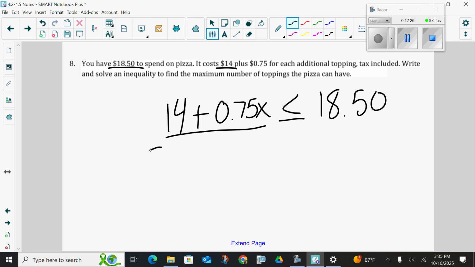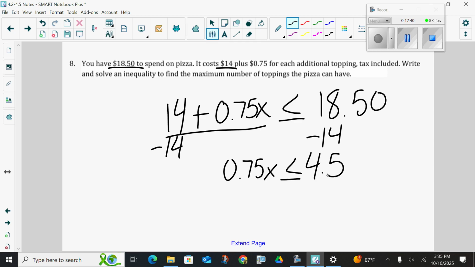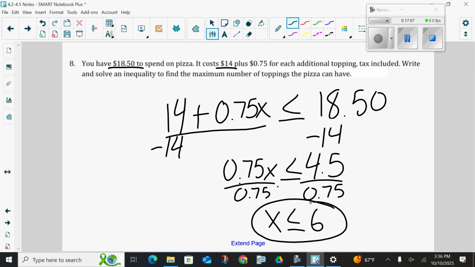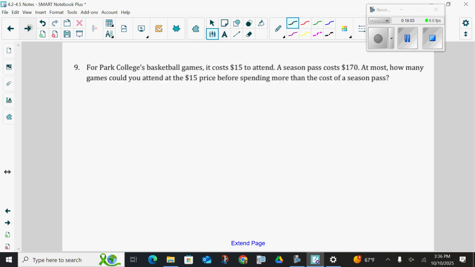I'm going to subtract 14 from both sides, and I'll get 75 cents times x is less than or equal to 4.5. And then when I divide both sides by 0.75, I get x is less than or equal to 6. So that's the amount of toppings I can get. 6 toppings. We have one more to go through, and then you can get started on your homework.